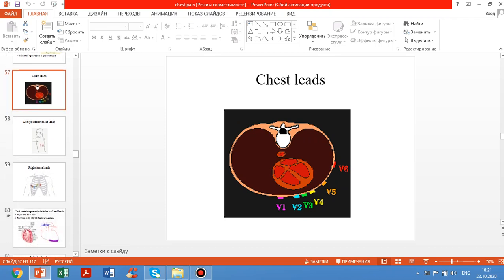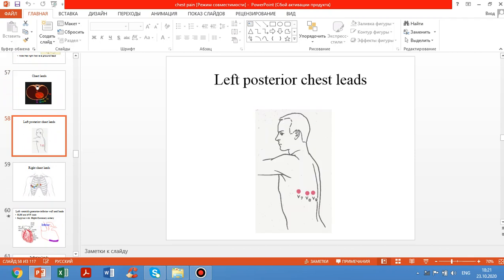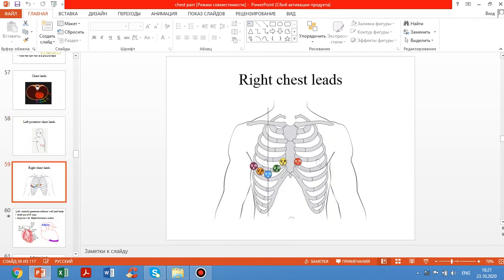These are chest leads. They are unipolar leads: V1, V2, V3, V4, V5, and V6. Left posterior chest leads: V7, V8, and V9. Right chest leads: VR1, VR2, VR3, VR4, VR5, and VR6 chest leads.